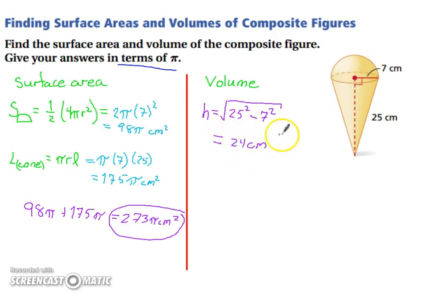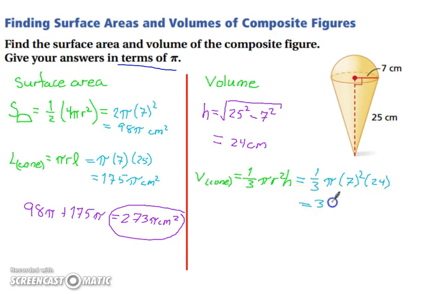Now we can use this 24 centimeters to find the volume of our cone, and then we'll find the volume of our hemisphere afterwards. Recall that the volume of a cone is 1/3 pi r squared h. So we can substitute our r and our h values in. So we have 1/3 pi times our radius, which is 7, and we're going to square that, and then multiply by the height that we figured out, so times 24. And when we do so, we end up with 392 pi centimeters cubed because we're dealing with volume.